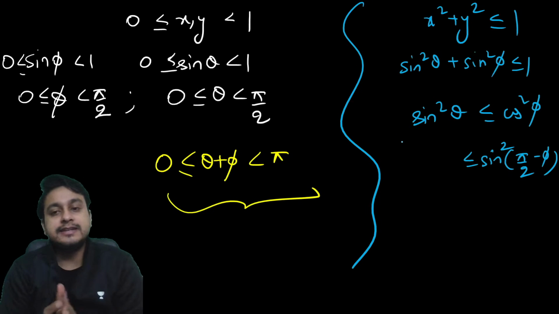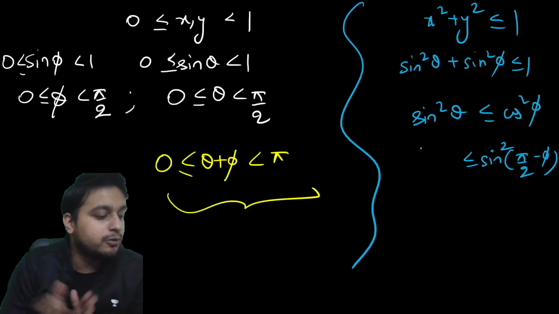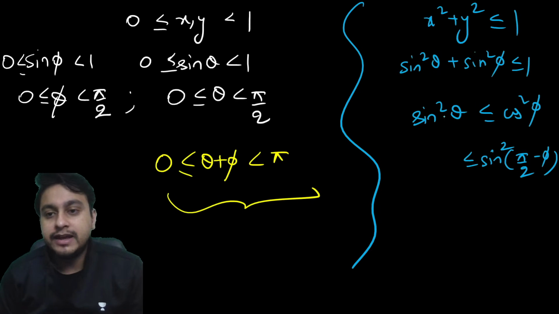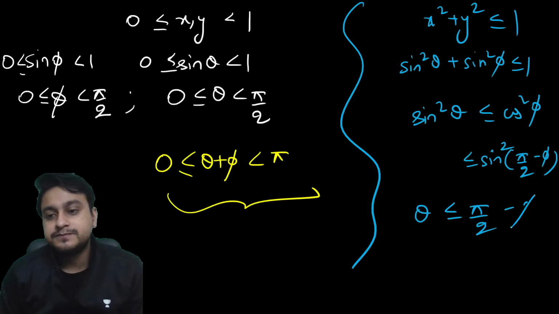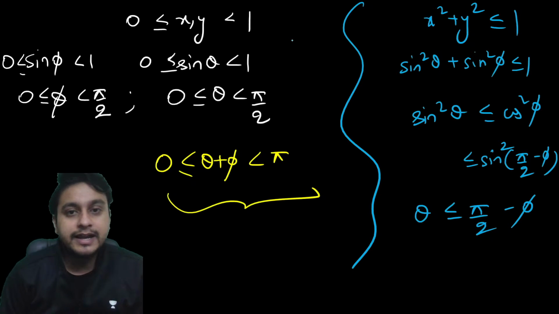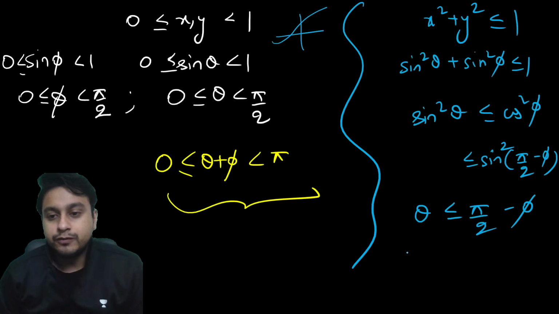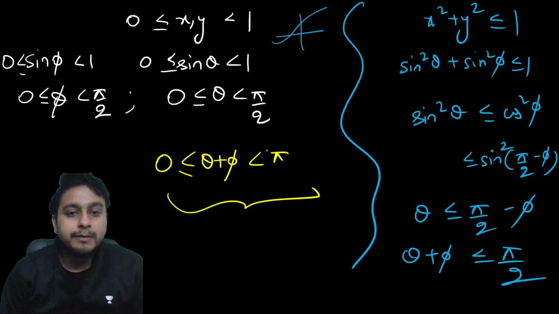Okay, now as this is, guys, in the first quadrant, and sine is increasing in the first quadrant, we can say that this is greater than this, so we'll get theta is less than pi by 2 minus phi, right? Because sine is an increasing curve, the inequality won't change. Whenever the graph is increasing, if f of x1 is less than f of x2, then x1 will be less than x2, right? So from there we'll get theta plus phi will be less than pi by 2. So we get an upper bound condition.